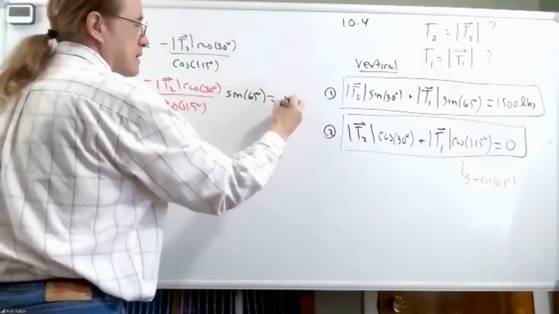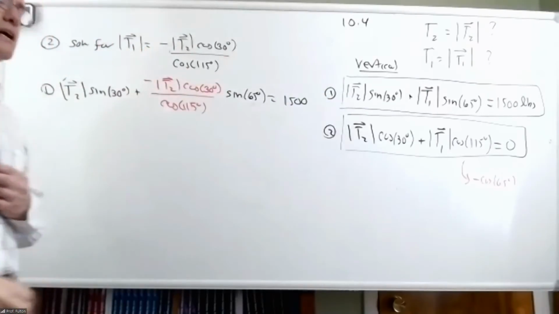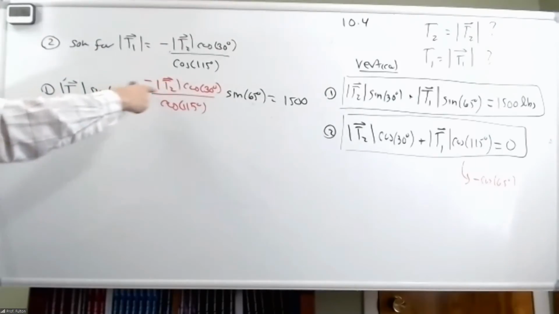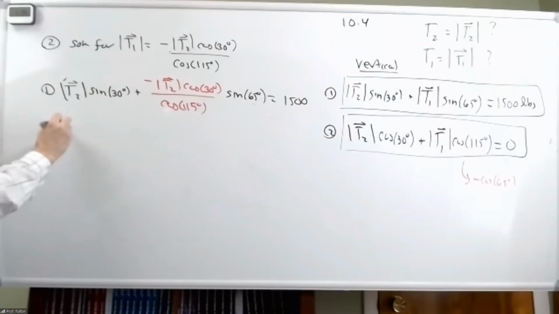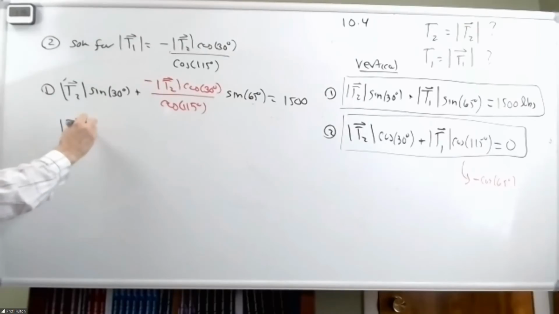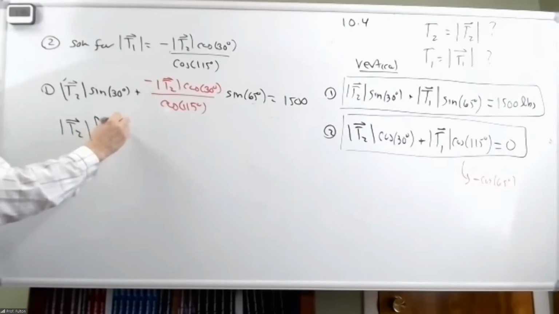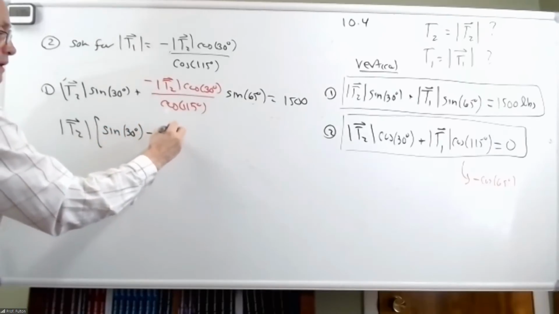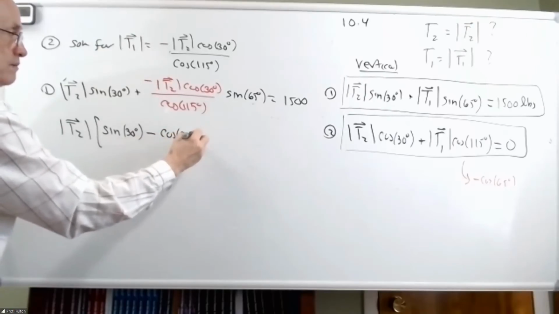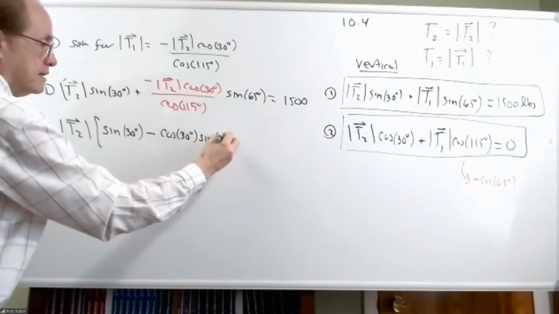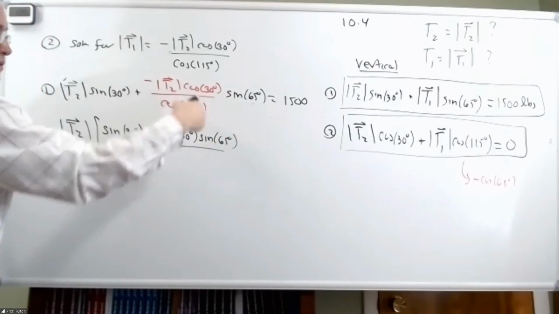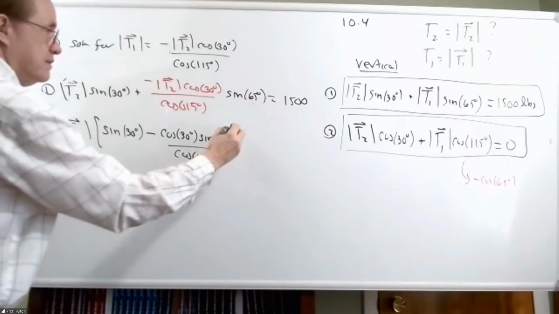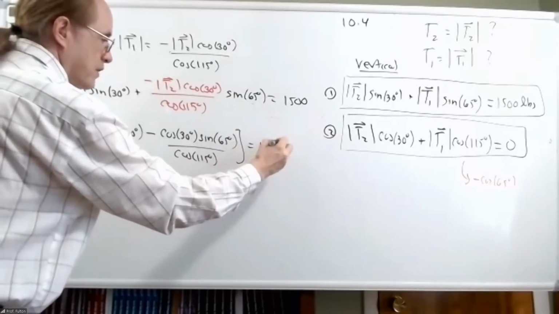And all of this has to equal 1,500. We'll drop the pounds for now, drop the units and come up with those. I have a common factor of T sub 2 that I can pull out. So T sub 2, and then over here, I have the sine of 30 degrees minus cosine 30 degrees, sine 65 degrees, because I'm getting rid of all this, cosine of 115 degrees. All that is equal to 1,500.